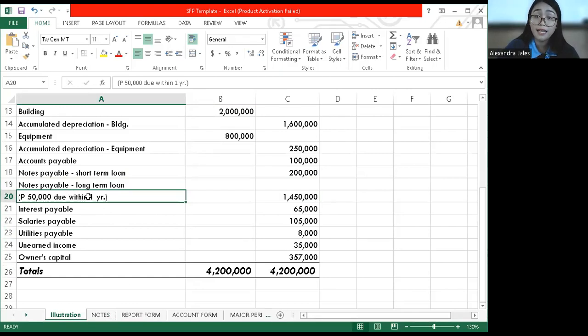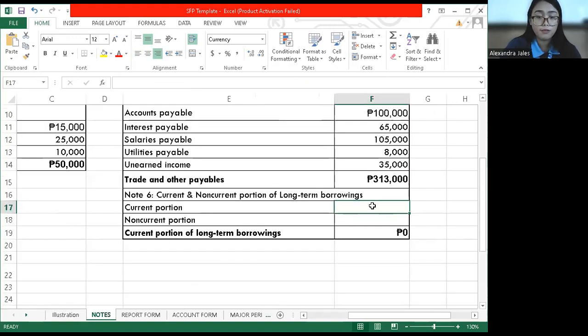When we say current, that would be within 1 year, correct? If it's non-current, it could be more than a year. So we have here 50,000 within 1 year. That means our current portion is 50,000. So let's write 50,000 in here. 50,000 pesos for our current portion.